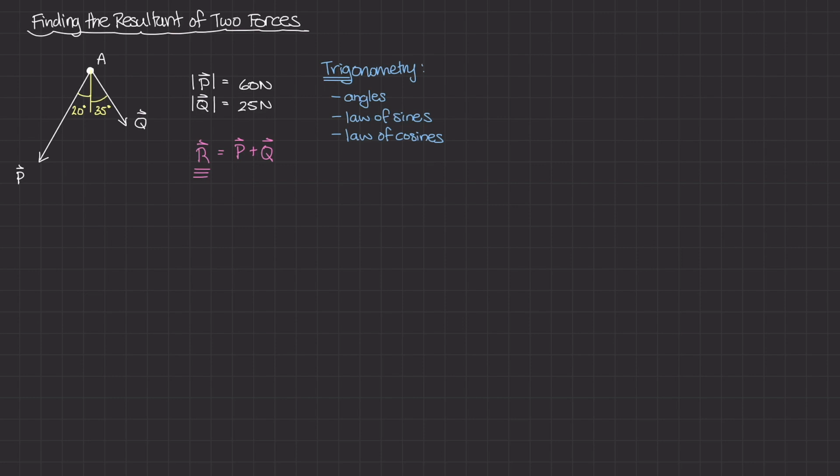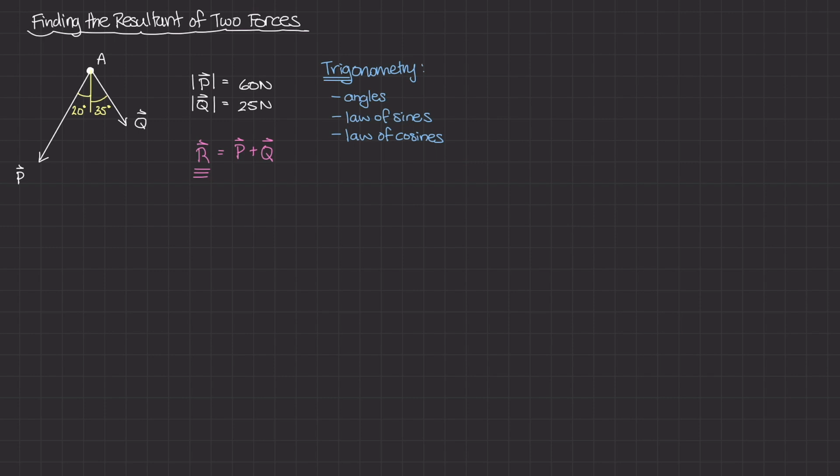When I see these two vectors acting on point A, what I'm going to first do is redraw this diagram, and I'm going to use the tail to tip method. So I'm going to take the tail of one vector and add it to the tip of another vector. And once I do that, then I can find this resultant vector. It doesn't matter if you add the tail of Q to the tip of P or you add the tail of P to the tip of Q. They're both going to give you the same exact resultant vector.